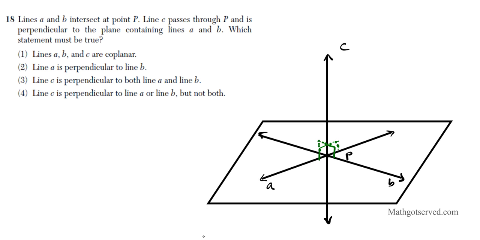Option 1, A, B, C are coplanar. Absolutely not. C is not contained in this plane. Only A and B are coplanar, so this is false.